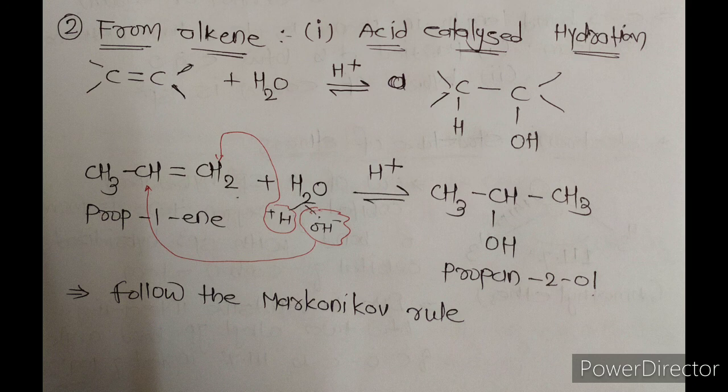Let's take an example. Propene upon hydration, means reacting with water in presence of H plus, forms propan-2-ol. Here H2O contains H plus ion and OH minus ion, in which according to Markovnikov rule, the negative part of water, means OH minus, is attached to the ethylenic carbon having less number of hydrogen, means OH minus is attached with the CH group while hydrogen is attached with the CH2 group, hence it forms propan-2-ol.